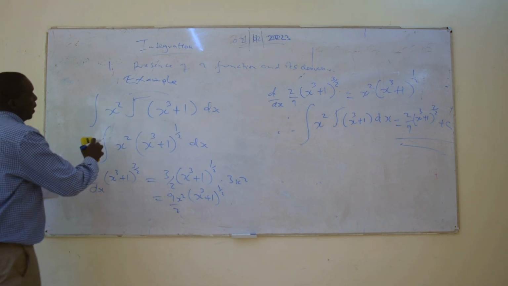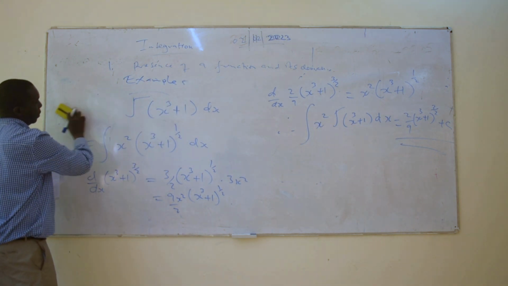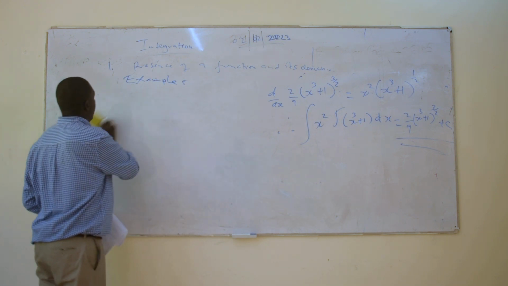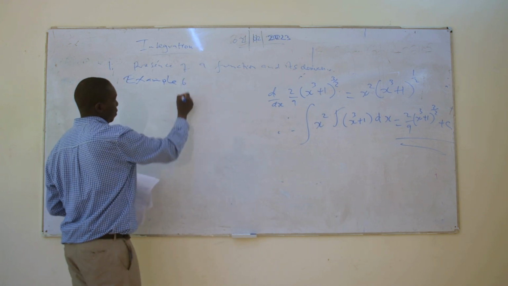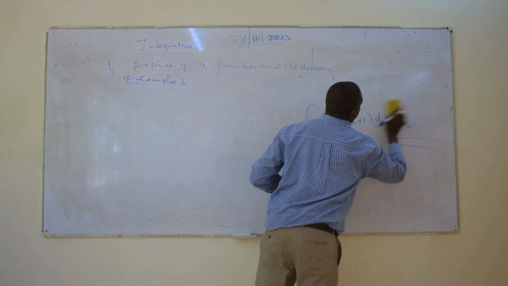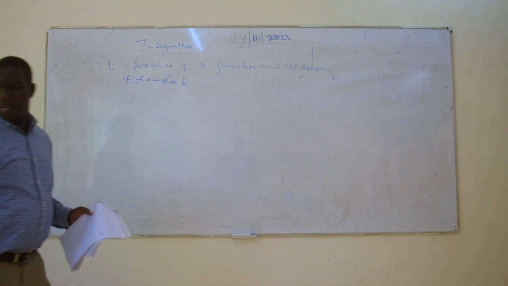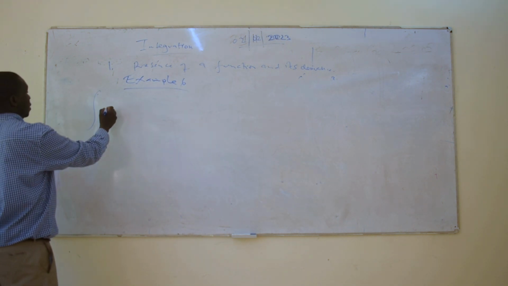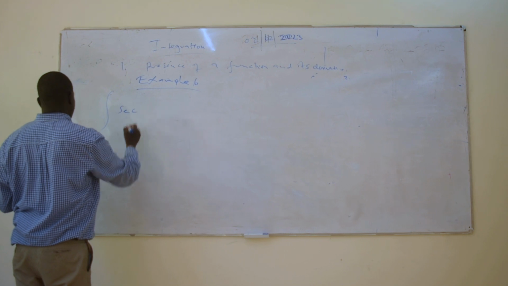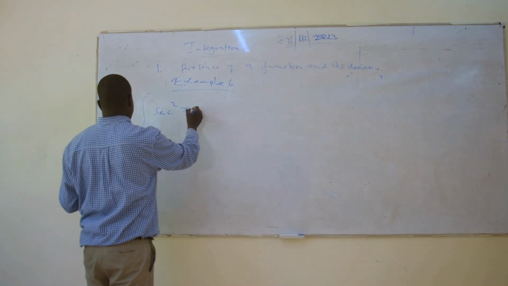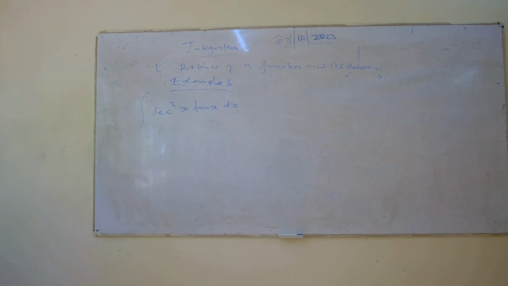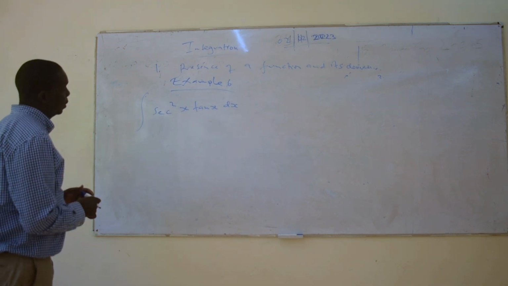Example 6. Integrate sec squared x tan x dx.